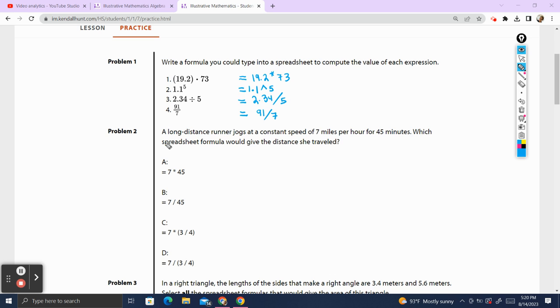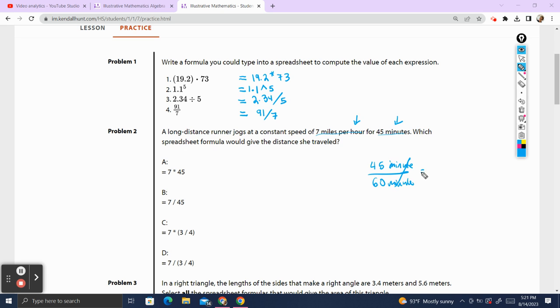Let's move on to problem number 2. A long-distance runner jogs at a constant speed of 7 miles per hour for 45 minutes. Which spreadsheet formula would give the distance she traveled? Well, I first noticed that here we have hours and here we have minutes. So we're going to have to convert one to the other. I see in our answers, we start with a 7. So I'm not going to touch the 7 miles per hour. I'm going to say, how many minutes is 45 minutes of an hour? So we're going to say 45 minutes, and we're going to put it over 60 minutes of an hour.